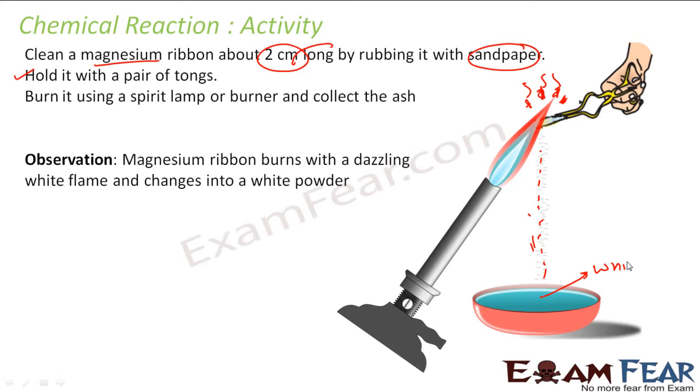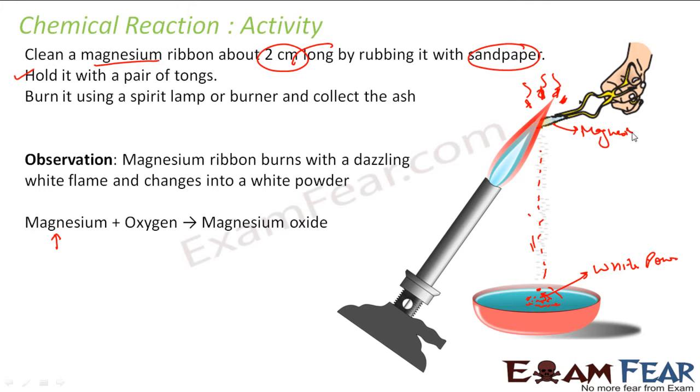This is a white powder which you get here. Correct? So the reaction, if you see here, is there was a magnesium there. This guy is a magnesium. Oxygen you got from surrounding air. Plus there was some heat required actually. You added some heat and you got magnesium oxide.